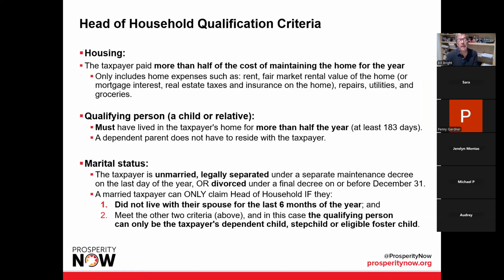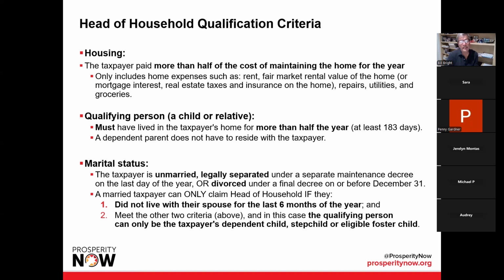So housing: the taxpayer paid more than half of the cost of maintaining the home for the year. It only includes expenses such as rent, mortgage interest, real estate taxes, repairs, utilities, groceries. Qualifying person, again, a child or a relative, must have lived in the taxpayer's home for more than half the year. And a dependent parent does not have to reside with the taxpayer. Again, that's where that one goes, where not only can they be outside the home, but they can be a resident of Canada or Mexico.